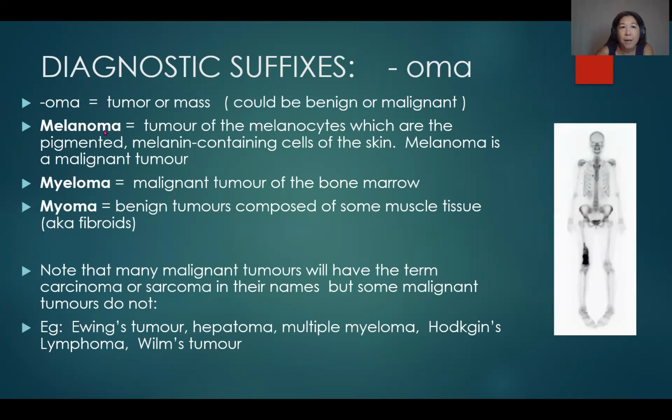So you can have a melanoma, which is a tumor of the melanocytes, which are the pigmented melanin-containing cells of the skin. So melanoma is a malignant tumor.